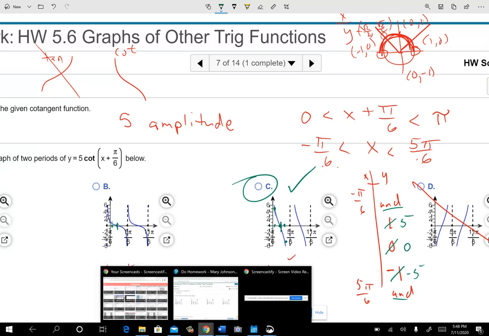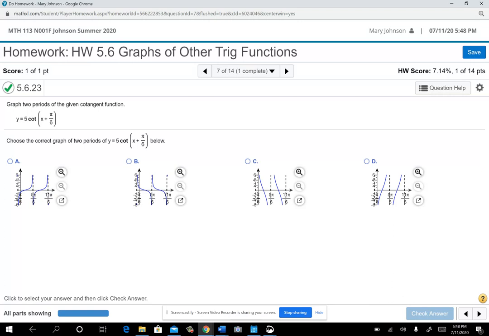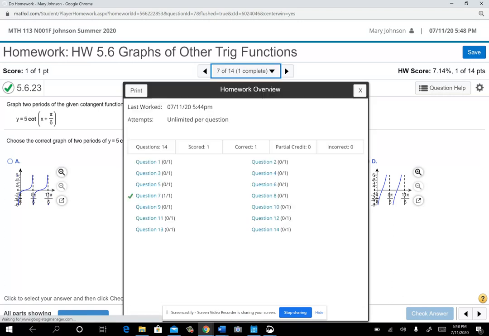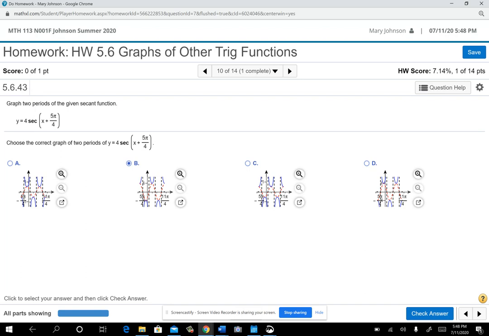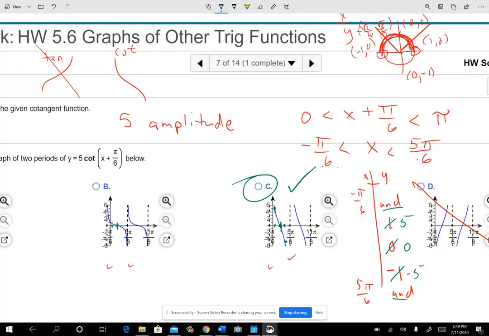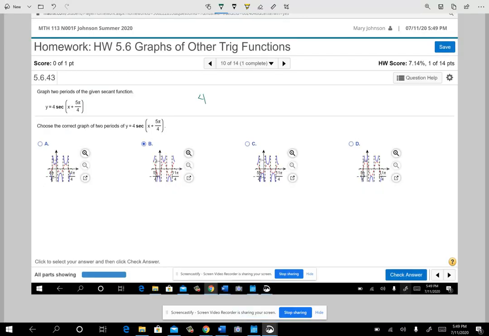All right, now let me go to another one. Let's go to one that involves secant or cosecant. Let's check, I think number 10 had a good one. Okay, so on 10, what I'm being asked to do, let me snip it. Okay, this one is 4 secant of x plus 5 pi over 4.